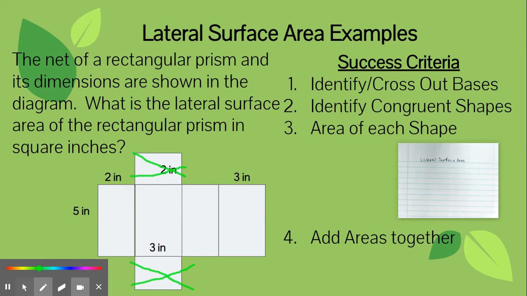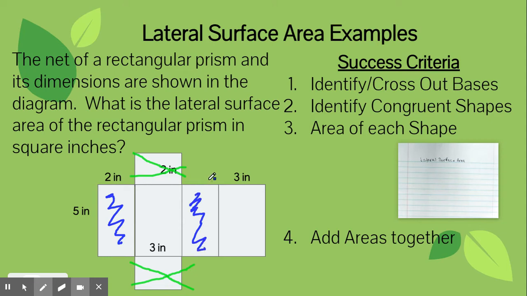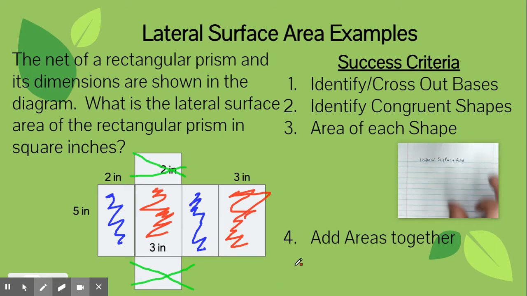Okay, so now we want to identify our congruent shapes. So I know this is a 5x2 rectangle. My other one that's 5x2 is this one, 5x2. And I know that's 2 inches right there because if I fold it up, it would hit that one and match with that one right there. And then my other ones are these two. They're 3x5. Then I'm going to find the area of each of the shapes.